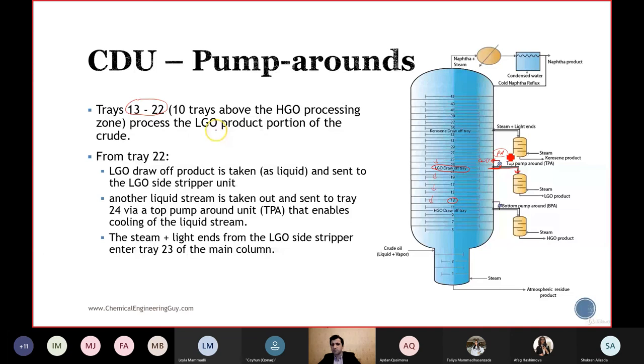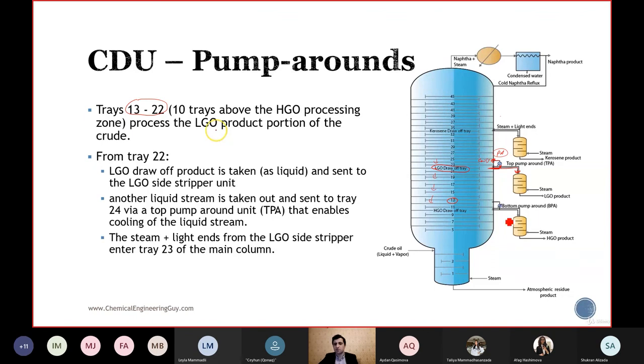Here we have no pump around, because we save less energy than we gain. We use more energy for the pump around, but it does not affect much. However, we have a pump around here. Again, we control the temperature of these trays with this pump around.